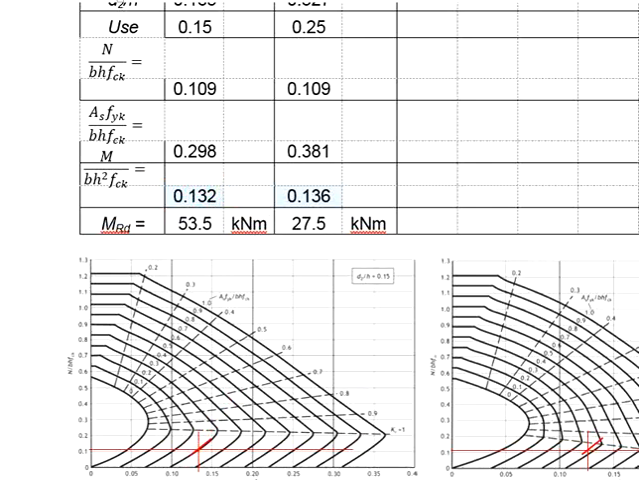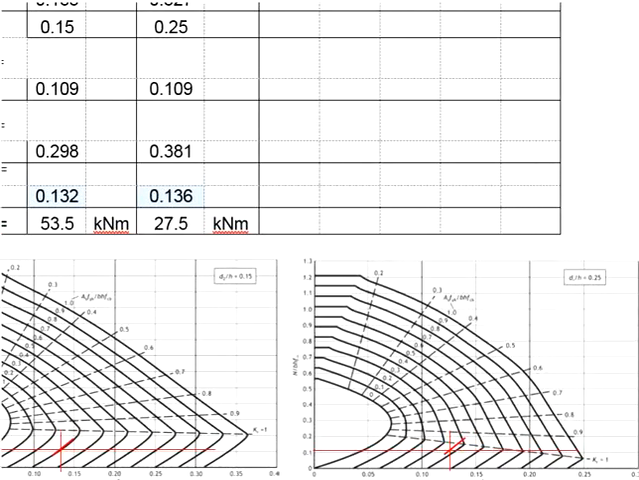You will do the same for the other chart. This is meant for the minor axis. Draw a horizontal line for 0.109. And then you need to look for 0.381 from this AS curve. Refer to the scales here. 0.381 is close to the curve 0.4.